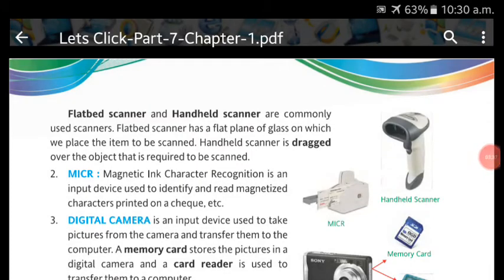Next is MICR, magnetic ink character recognition. It is also an input device, generally used in banks, to read the magnetized characters which are printed over cheques. Cheque, you know. Next is the digital camera.